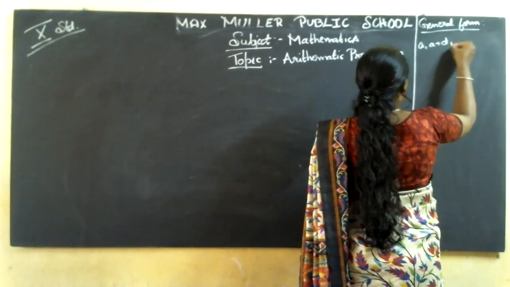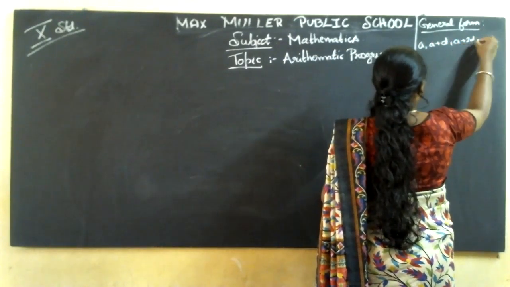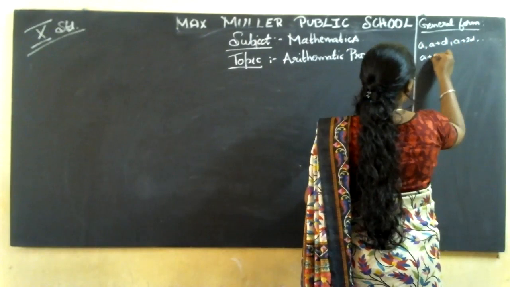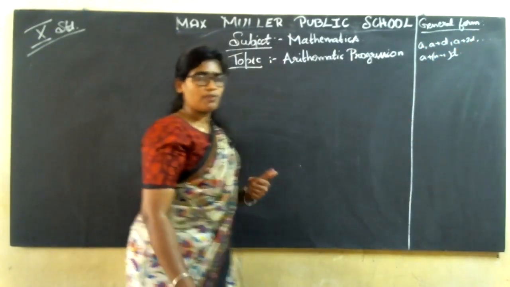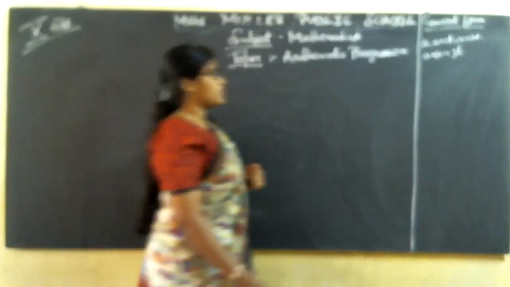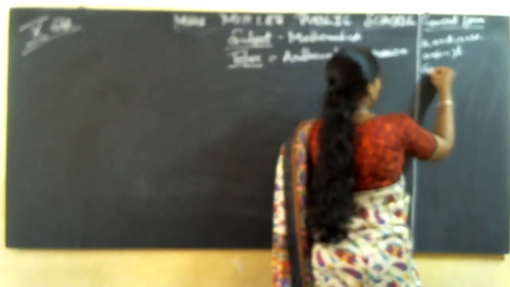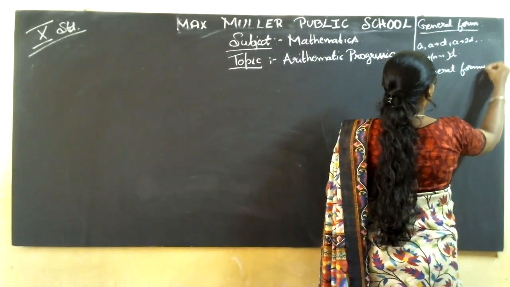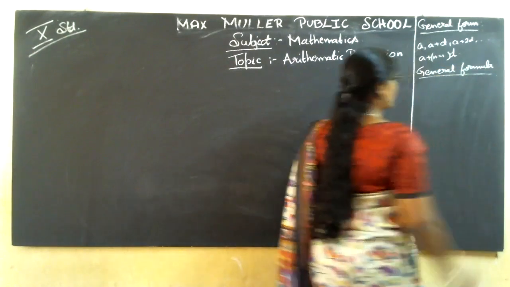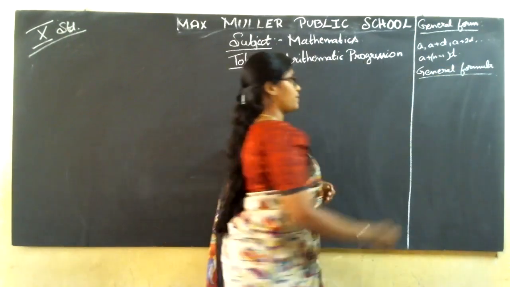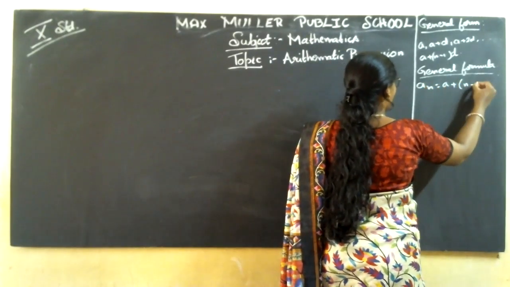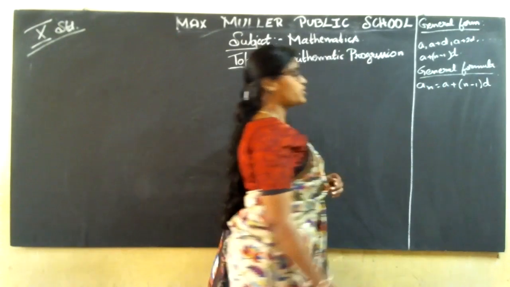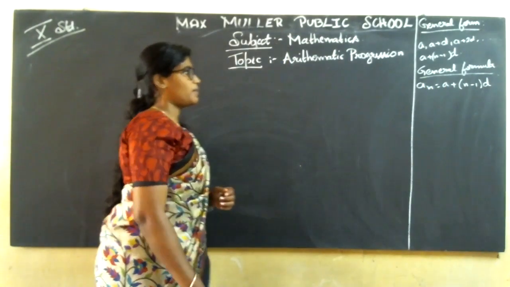A, A plus D, A plus 2D, and it goes on up to A plus (N minus 1) into D, correct? This is the general form of an arithmetic progression. After this, what did you learn? The general formula, correct? What is the general formula of an arithmetic progression? The general formula of an arithmetic progression is AN equals A plus (N minus 1) into D.